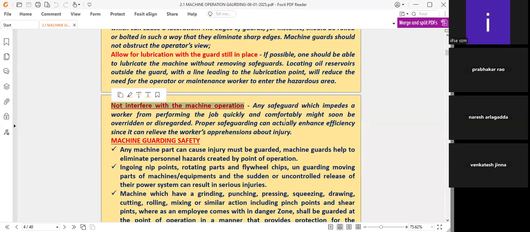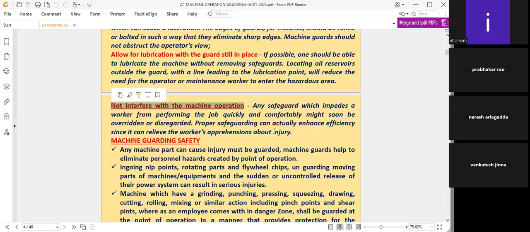See, one guard will not be suitable somewhere else. This guard is not suitable here. Like this, we have to prepare dedicated safety guards for the equipment. Interference means this guard could be used anywhere.